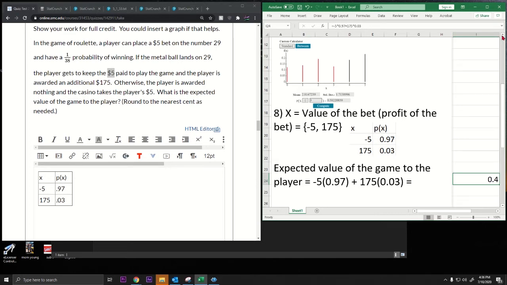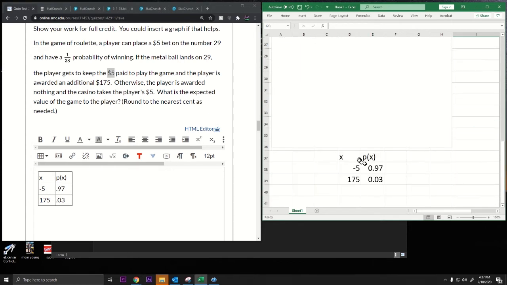Is that rounding or is that exact? I guess that's exact. 0.4 is exact, so 40 cents. The expected value of the bet is 40 cents, is that right? Seems kind of wrong. -$5, positive 175. Is this rounded? I wonder. I don't like that that's rounded actually. That's a little bit of a problem.